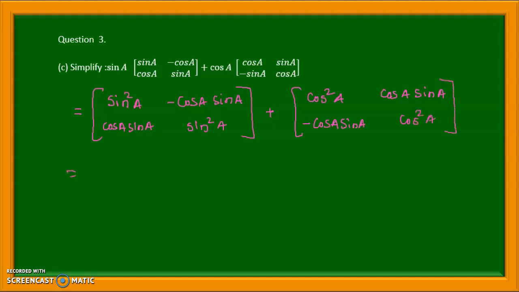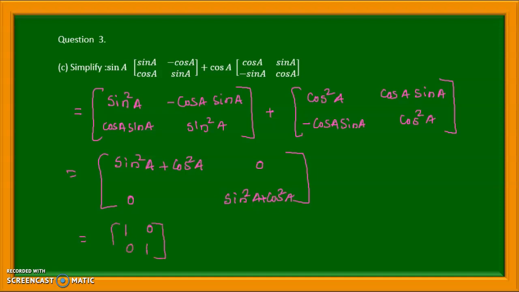Now adding both of these, you will get sin square A plus cos square A, and this becomes minus cos A sin A plus cos A sin A, 0. The same here also, cos A sin A minus cos A sin A becomes 0. Again getting here sin square A plus cos square A. Is it? So sin square A plus cos square A, we know that it's 1. So answer is 1, 0, 0, 1. So that's all.